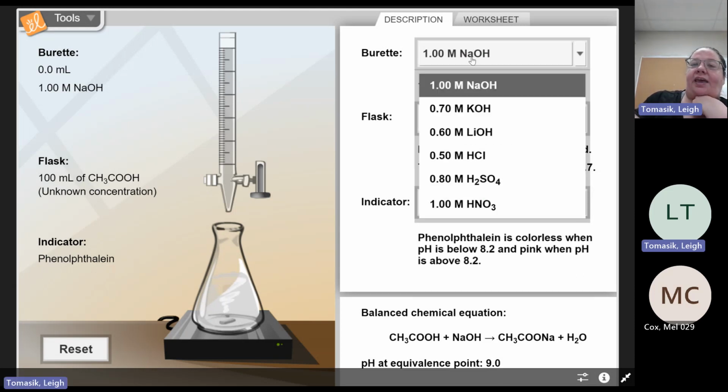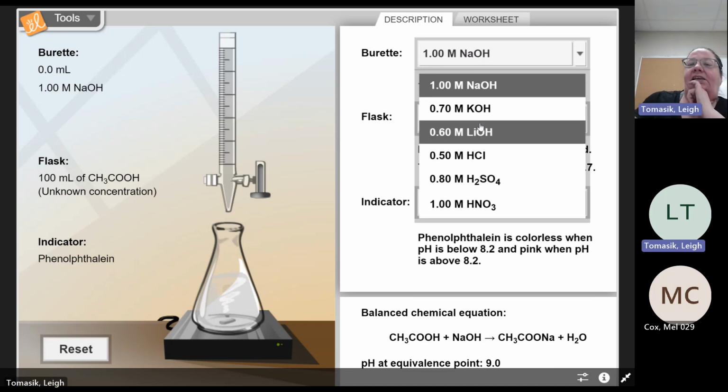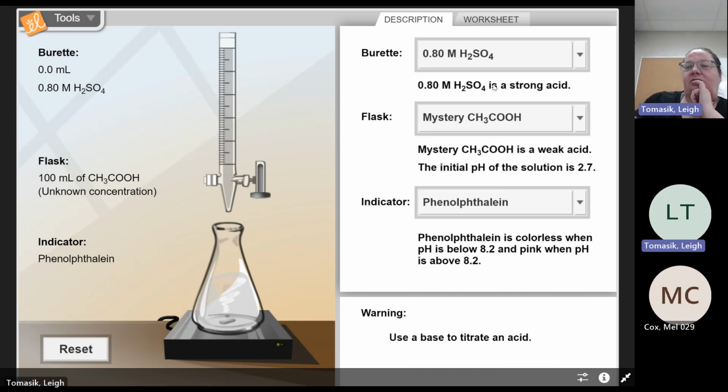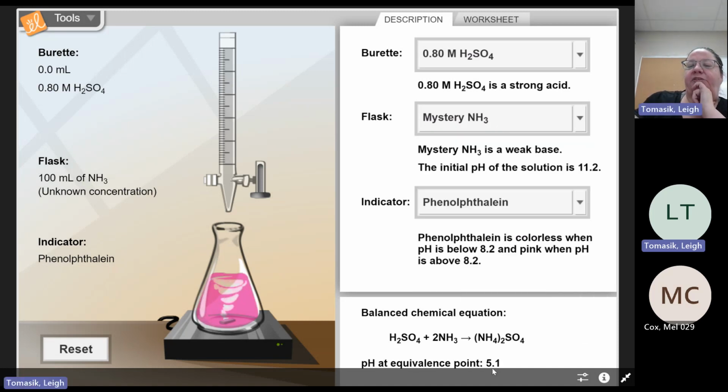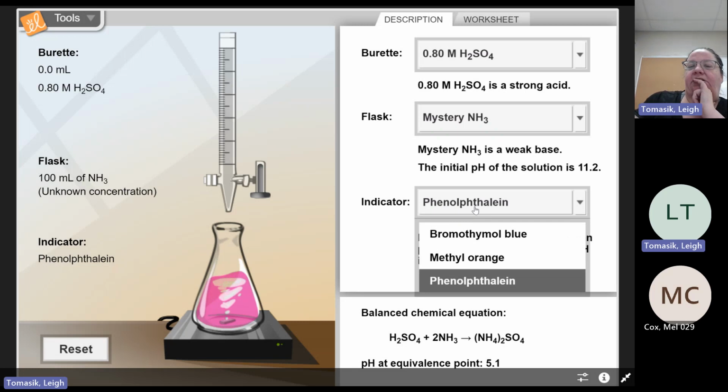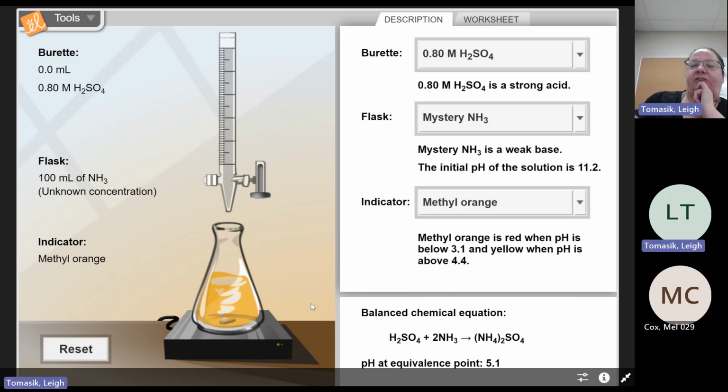If you have a strong acid and a weak base, right, the equivalence point is lower than 7, so we would use methyl orange instead. Okay, so there you have your setup.